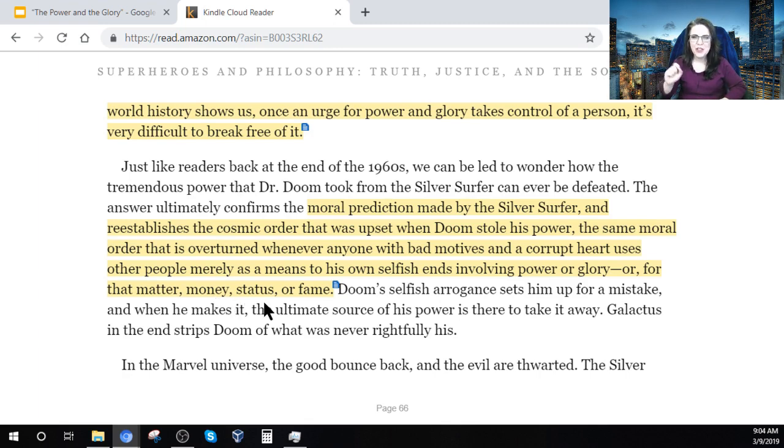They continue to say that Doom's selfish arrogance sets him up for a mistake. When he makes it, the ultimate source of his power is there to take it away. Galacticus, in the end, strips Doom of what was never rightfully his. So again, this supports the fact that they believe that the cosmos will deliver justice.